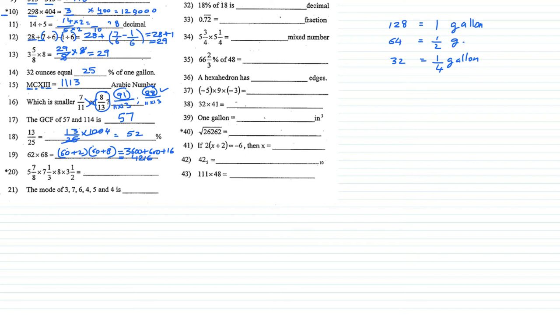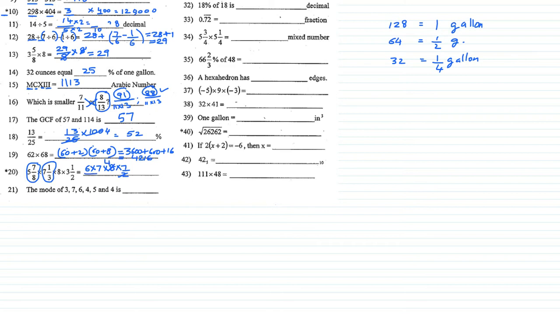Question 20. They are expecting an approximate answer over here. 5 7/8 times 7 1/3 times 8 times 3 1/2. So 5 7/8 you can approximate this as 6. 7 1/3, you can approximate this as 7. And then we have times 8. And then 3.5 can be written as 7/2. So this 2 will cancel with this 8. So we have 4 over here.